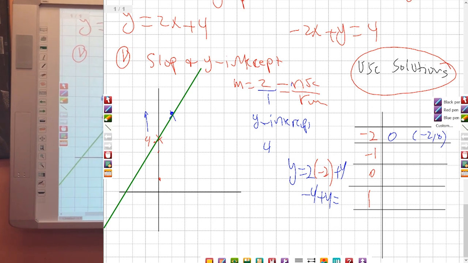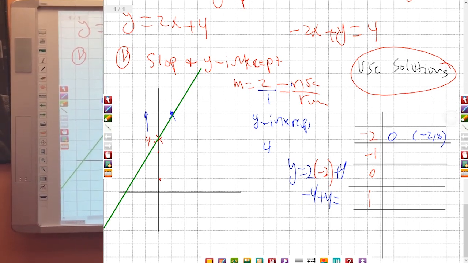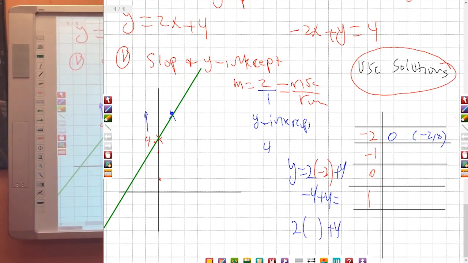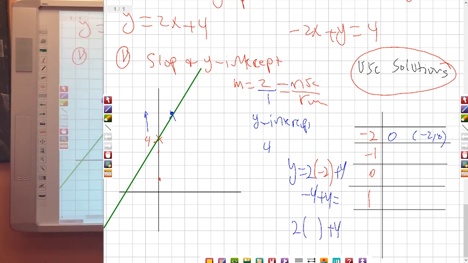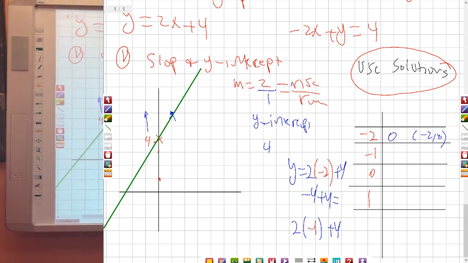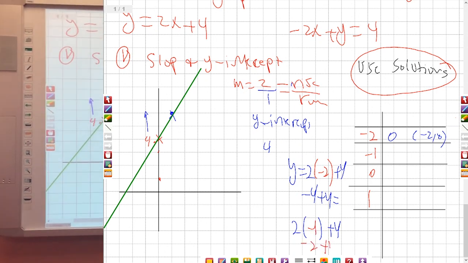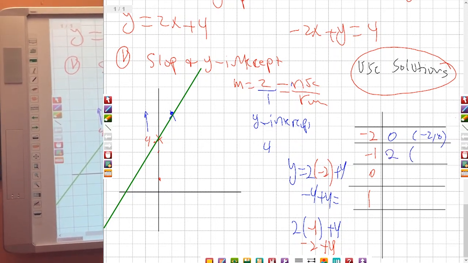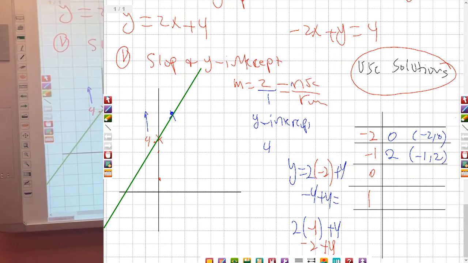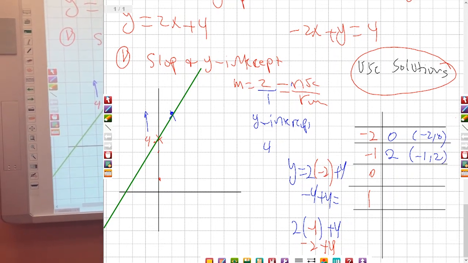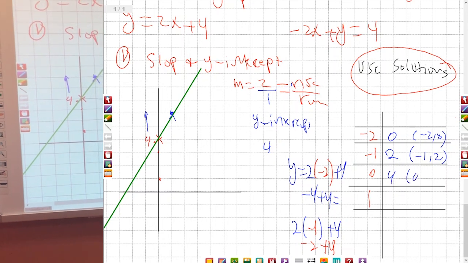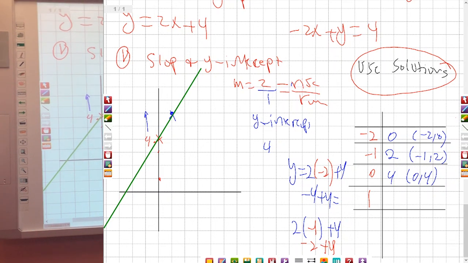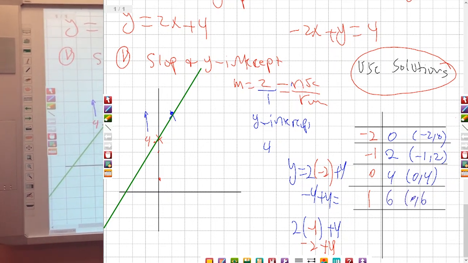Now, the same thing for -1. You plug x equal -1 into y equal 2x plus 4. 2 times -1 is -2, and plus 4 is 2. Then the second solution is -1 and 2. 2 solutions is enough, but you can continue. 2 times 0, 0 plus 4 is 4, so 0 and 4. The same thing for 1: 2 times 1 is 2, plus 4 is 6. So 1 and 6. These are my solutions.